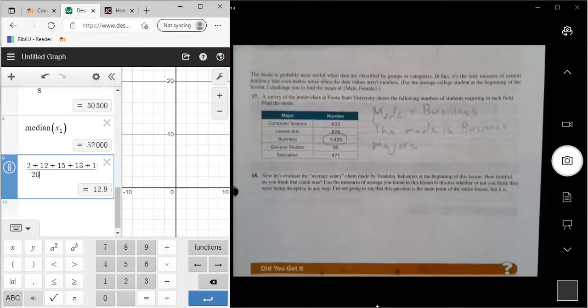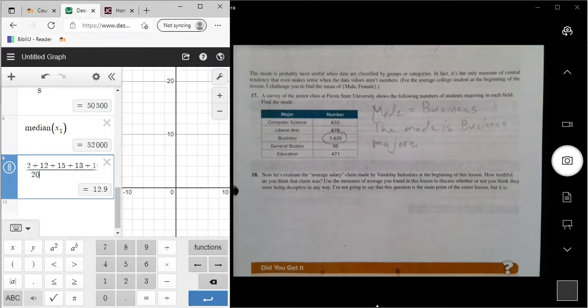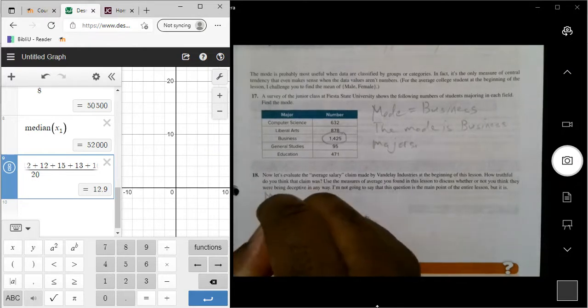Now 18. Now let's evaluate the average salary claim made by Vandalay Industries at the beginning of this lesson. How truthful do you think that claim was? Use the measures of average you found in the lesson to discuss whether or not you think they were being deceptive in any way. I'm not going to say that this question is the main point of the entire lesson, but it is.